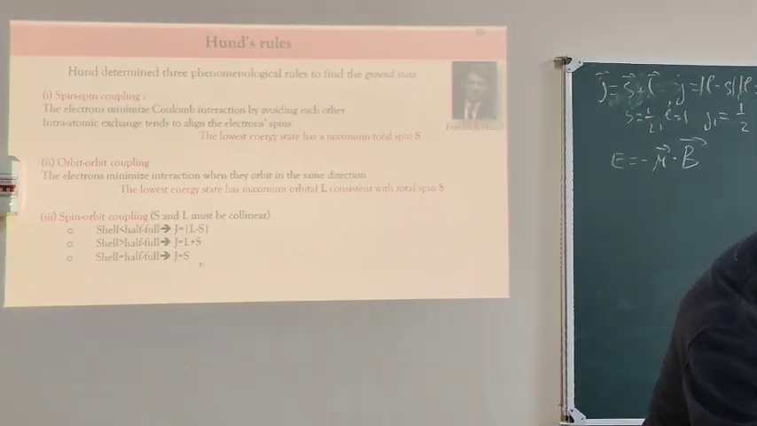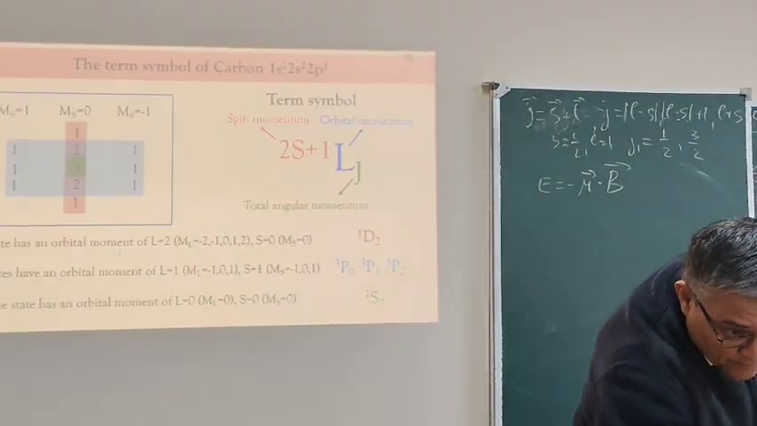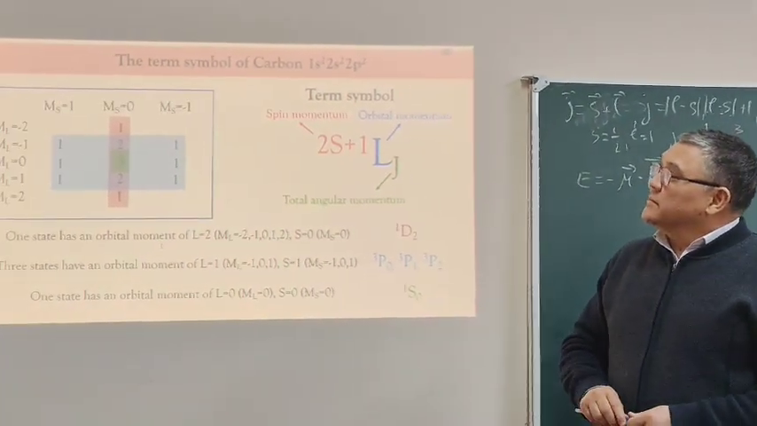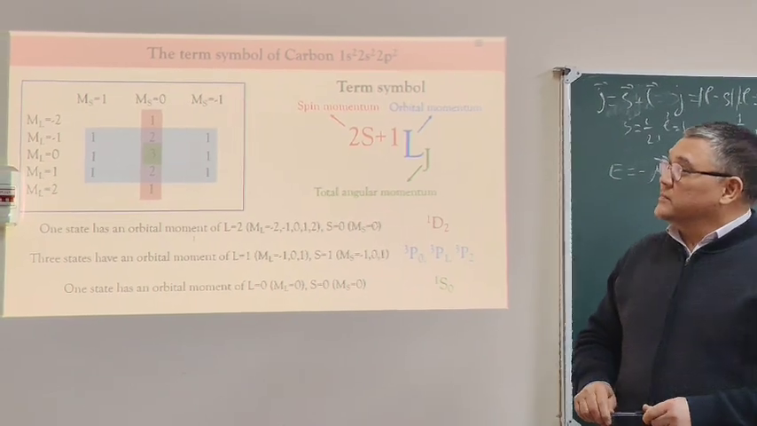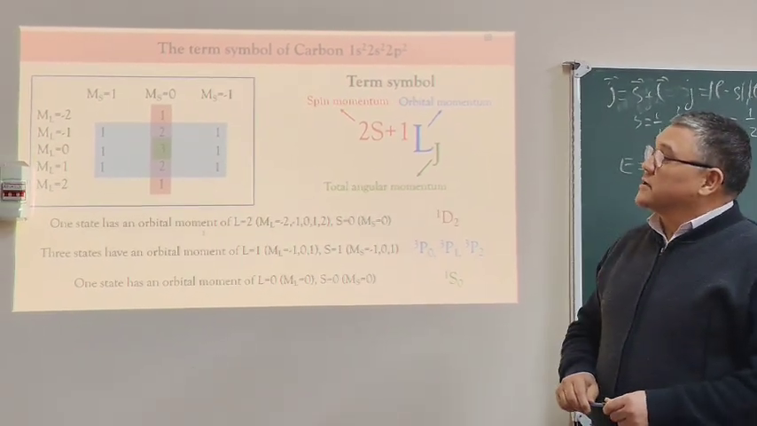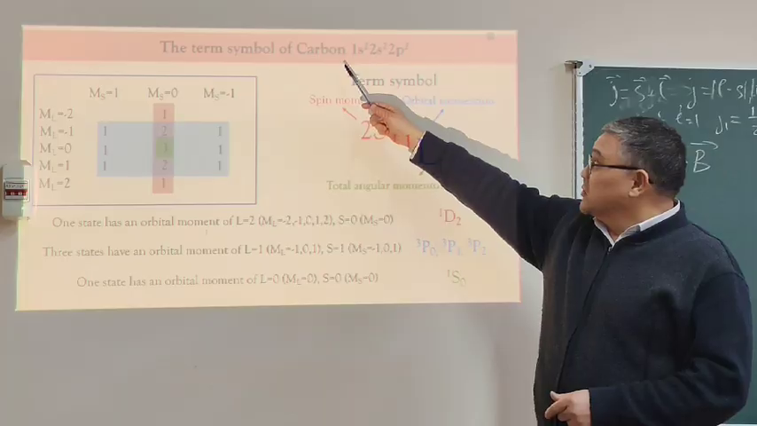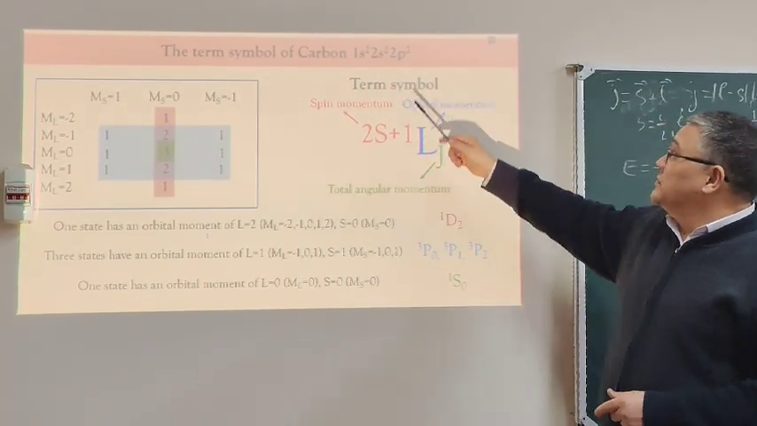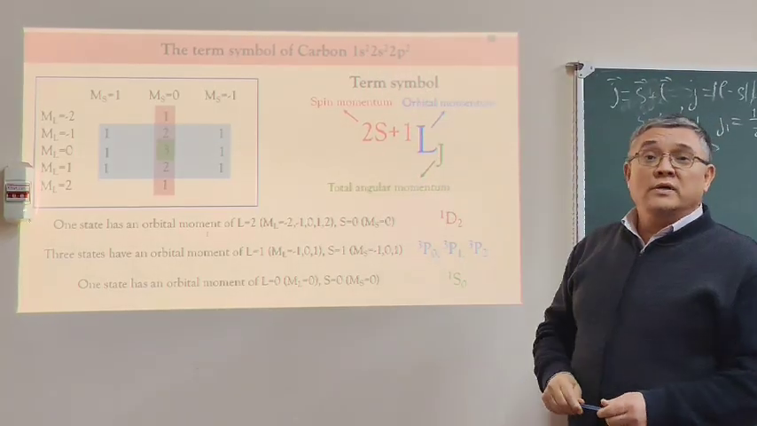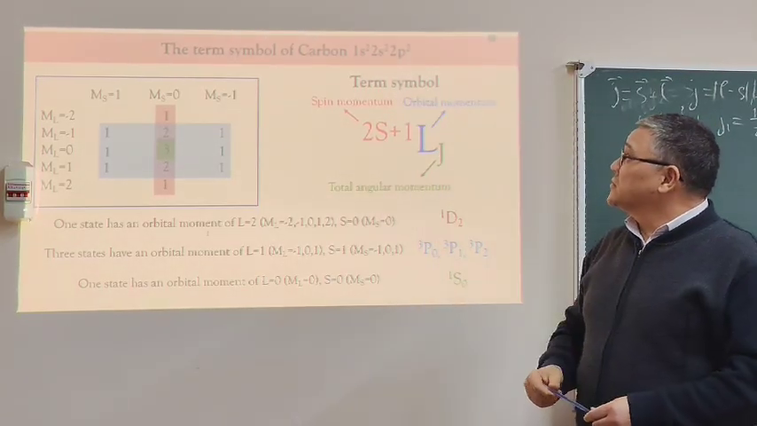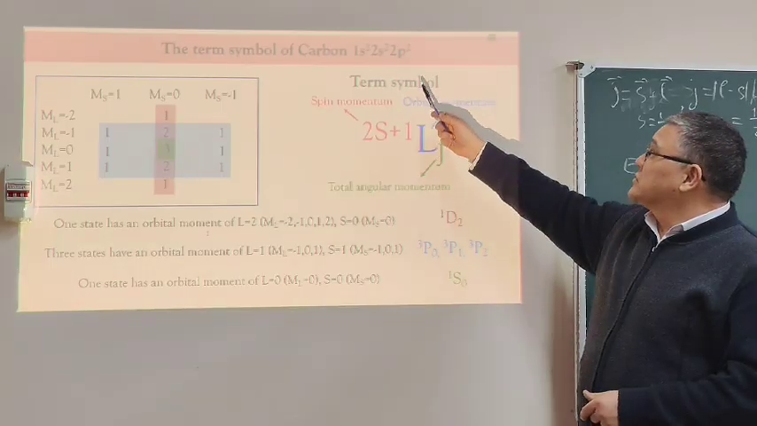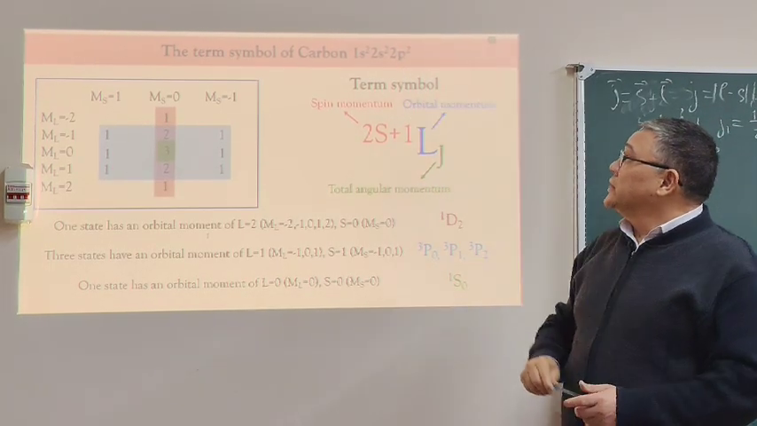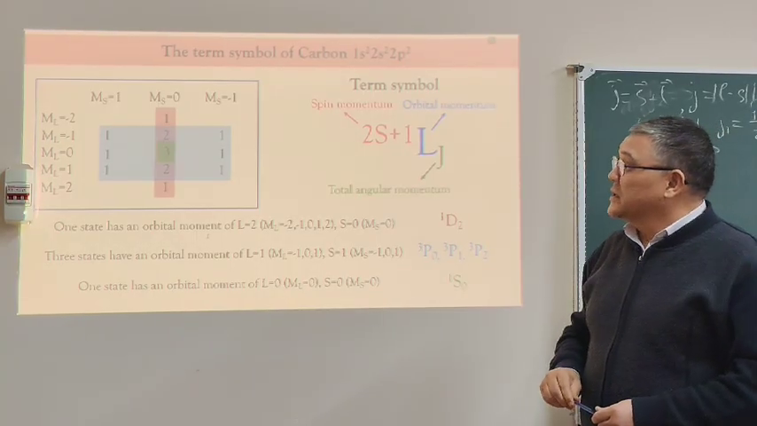So let's go to the next slide. Here we have a slide which corresponds to the configuration of the carbon atom. The carbon atom has the formula 1s2, 2s2, 2p2. So we have two s electrons in the first orbital, and four electrons in the second orbital, n equal to 2, where we have 2 s electrons and 2 p electrons.